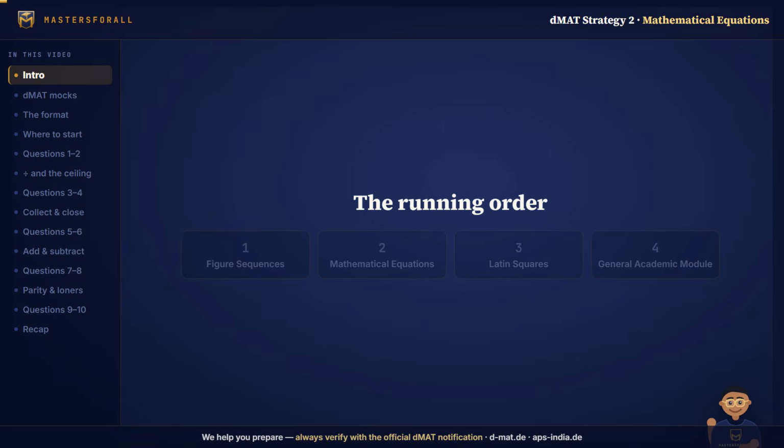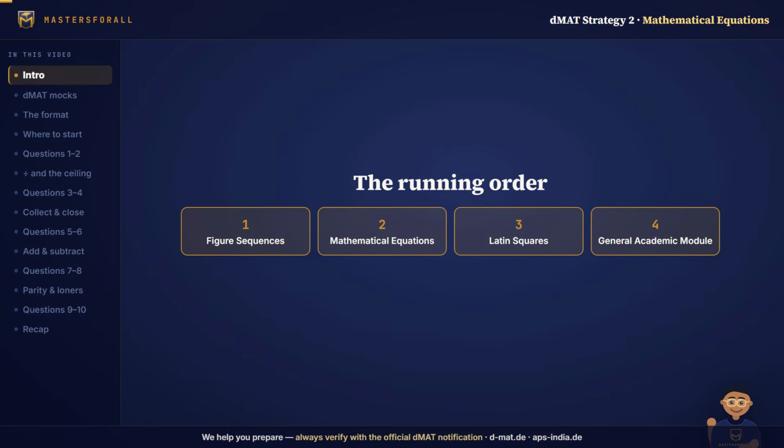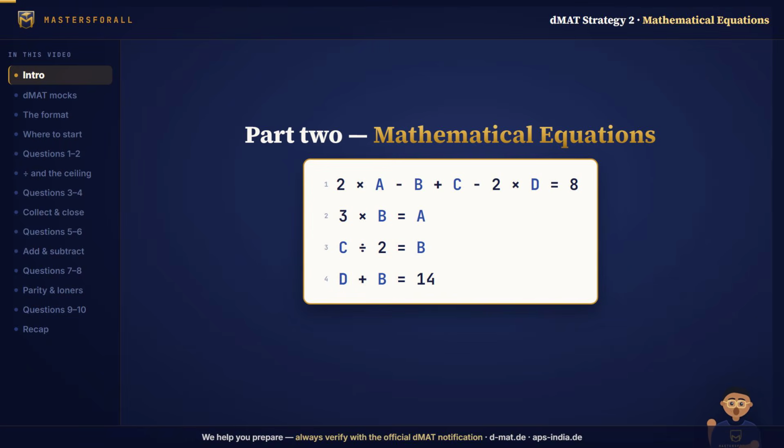The running order, once more. 1. Figure sequences, done. 2. Mathematical equations. 3. Latin squares. 4. The general academic module. Together, that is the whole exam. Today, part 2, mathematical equations. 10 systems, 10 different tricks, and every single one sits at the official high difficulty level. 4 equations, 4 unknowns every time, no warm-ups.